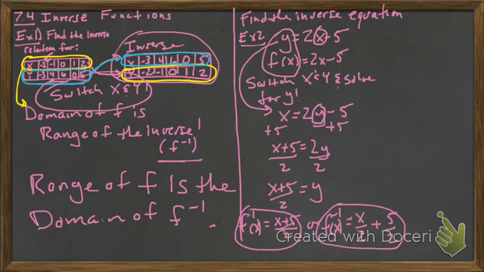In our next example, I'll show you how we can actually verify that these do, in fact, undo one another, so to speak, and are inverses. Let's do one more example where we find the inverse equation. Here we go. Let's do the same type of example. Let's find the inverse equation.